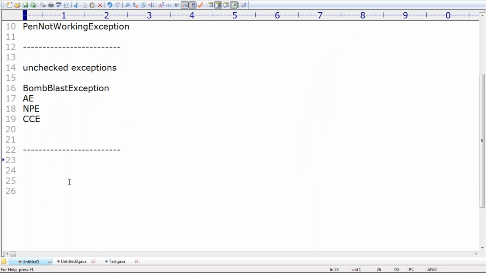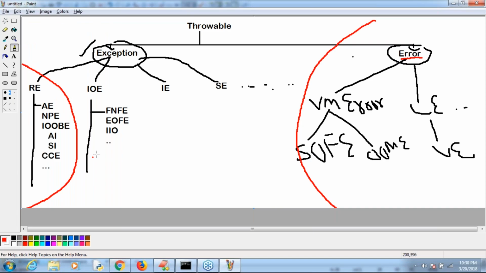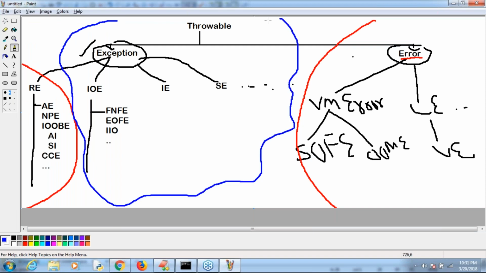Let me repeat once again. RuntimeException and its child classes. Next, Error and its child classes. Like RuntimeException and its child classes, Error and its child classes are unchecked. Remember, except these, all the remaining things are by default considered as checked only. Observe that: except this part, all the remaining are checked.